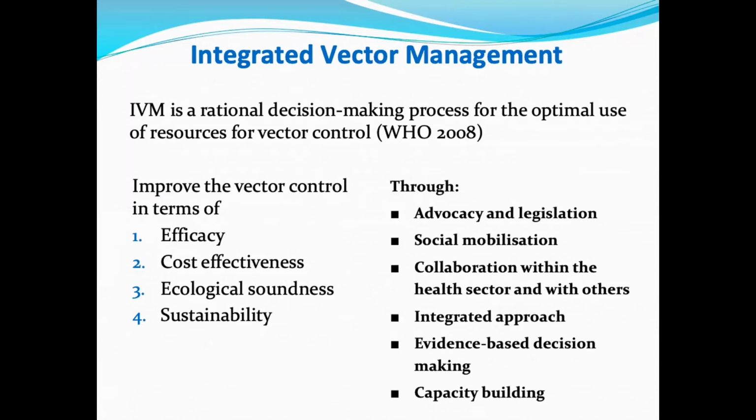This can be achieved with advocacy and legislation, which all have to be adapted. Social mobilization is an important part of integrated vector management. Collaboration with different sectors: not only the health sector, but also environment, agriculture, and economy, maybe, because it can have some impact on the economy, negative or positive. It's an integrated approach, so you have an integration of all these methods, and it should be based on evidence-based decision. So you need to prove on the field that your actions are effective to be able to continue and to complete with other ones. And of course, it will need a lot of capacity building. We cannot just start with the basics. We really need professionals.